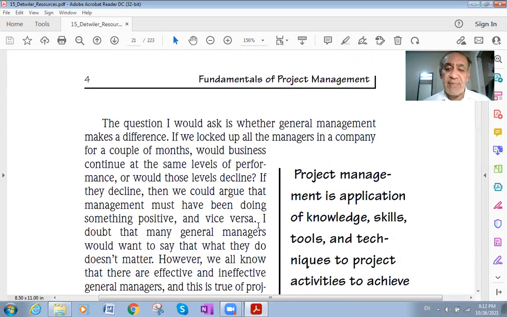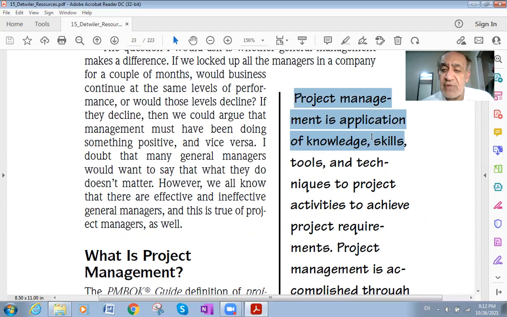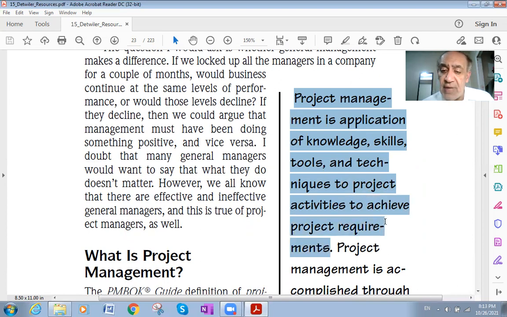Those are some examples. And when we go to work breakdown and scheduling, we'll know the meaning of scheduling and the meaning of work breakdown. Project management is an application of knowledge, skills, tools, and techniques to project activities to achieve project requirements.